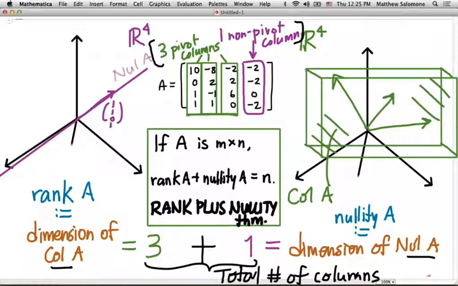And that's a theorem that we call the rank plus nullity theorem. It gives a relationship between the column space of a matrix and the null space of a matrix based on their dimension. The dimension of the column space and the dimension of the null space have to add up to the total number of columns in our matrix. Because again, every pivot column contributes a dimension to the rank, and every non-pivot column contributes a dimension to the nullity. And every column has to be one or the other.